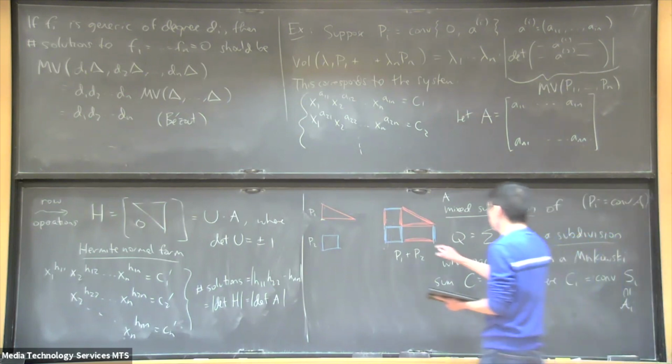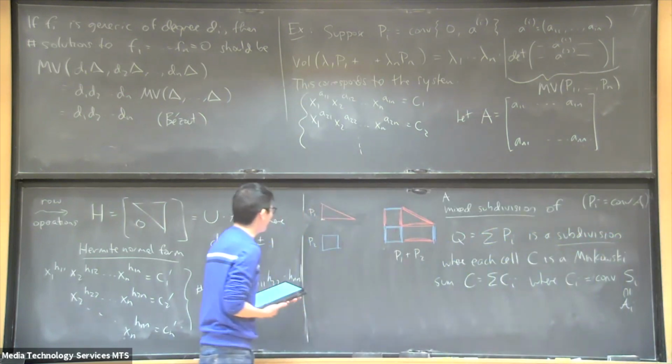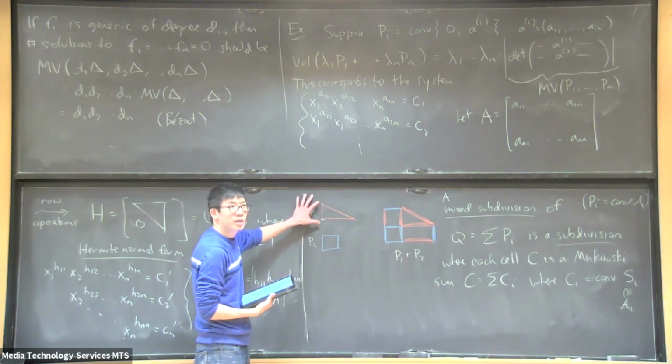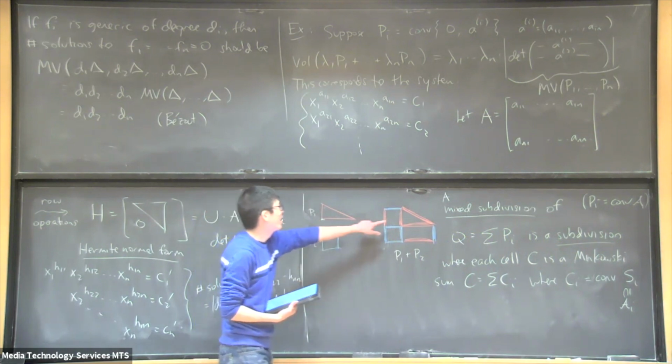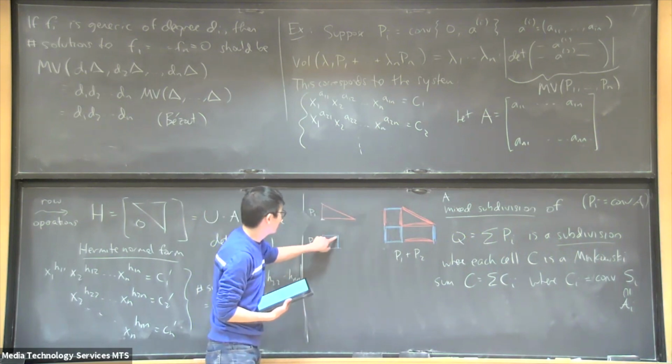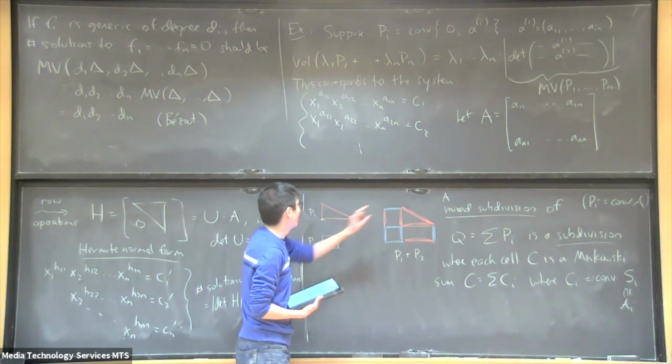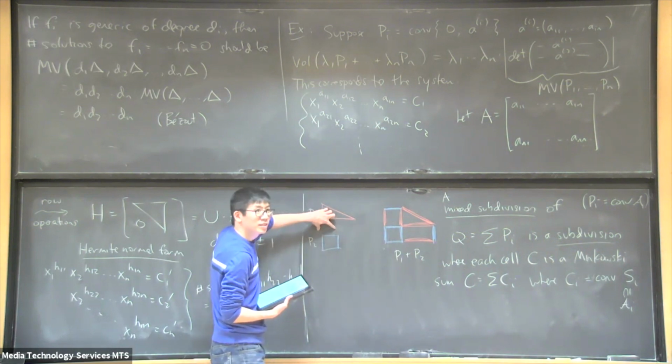So I want each piece to be basically a Minkowski sum of something from P1 and something from P2. Like this triangle is just this whole triangle plus this vertex, and this rectangle here is like this edge plus this edge, and so forth.